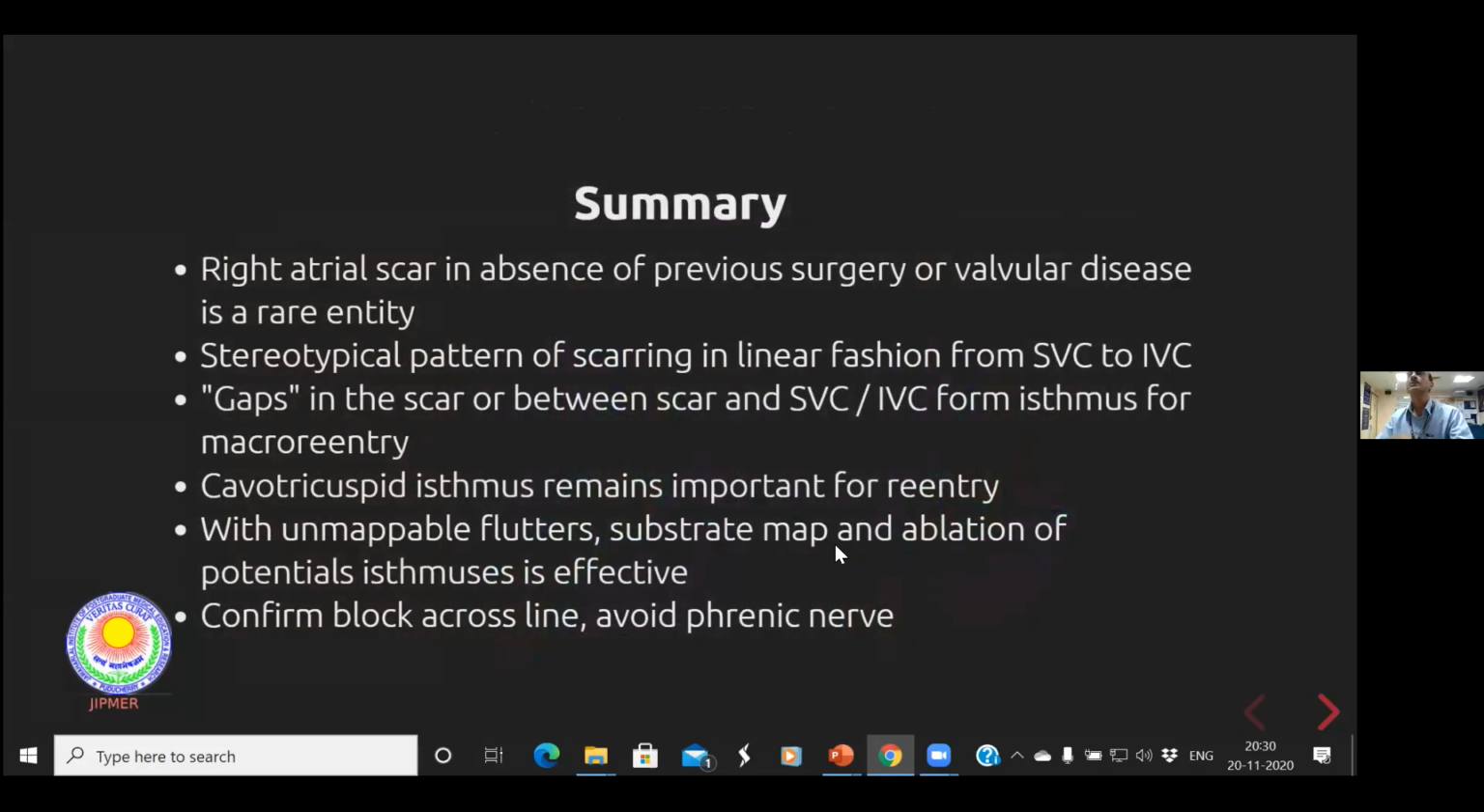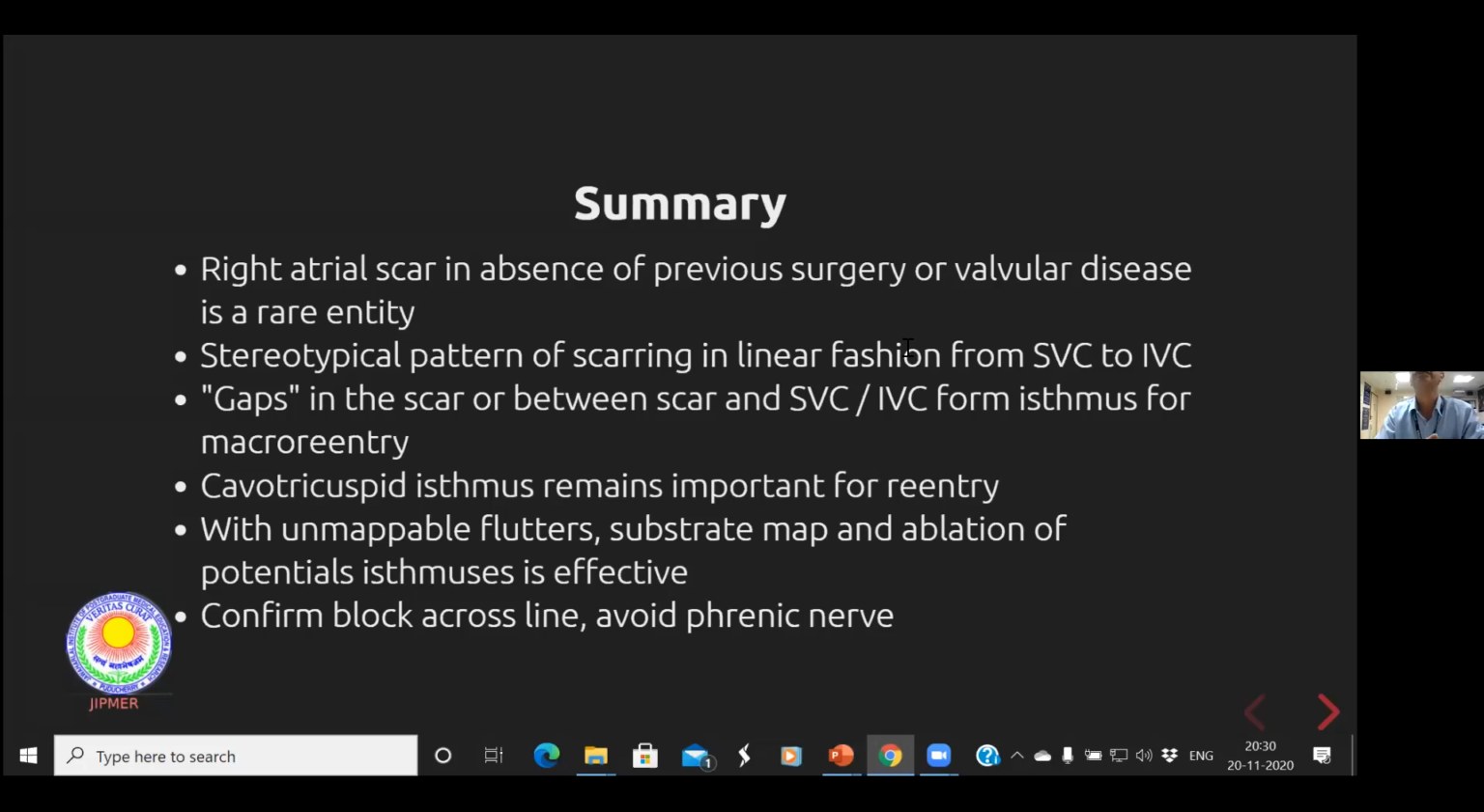And so to summarize, this disease is the presence of right atrial scar in the absence of previous surgery or valvular heart disease, and it has been called idiopathic right atrial scar. Obviously, the term idiopathic means that we don't fully know about this condition. There are various hypotheses for what may be the cause of scarring in these patients. I think currently with the available ways of investigating this, we are not able to identify the exact cause of this scarring.